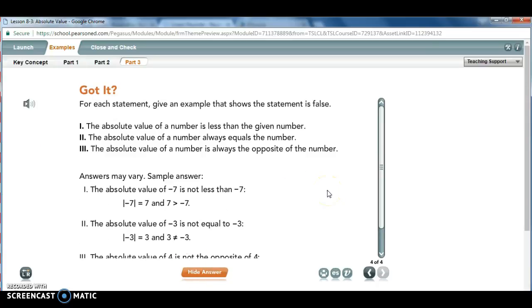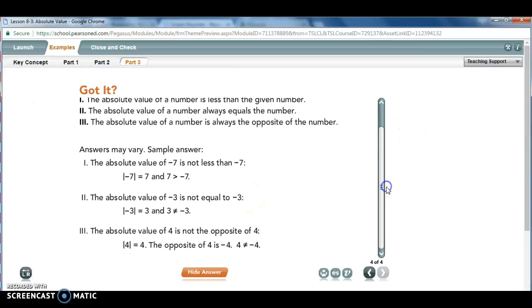Here are some possible solutions, but the answers will definitely vary. So the absolute value of negative 7 is not less than negative 7. The absolute value of negative 3 is not equal to negative 3. And the absolute value of 4 is not the opposite of 4. The absolute value of 4 equals 4, and the opposite of 4 is negative 4, and 4 does not equal negative 4.